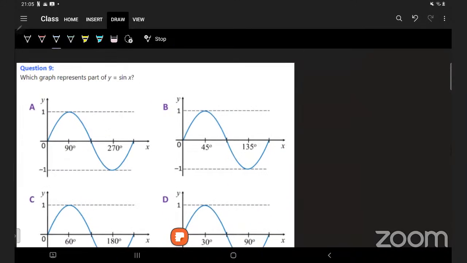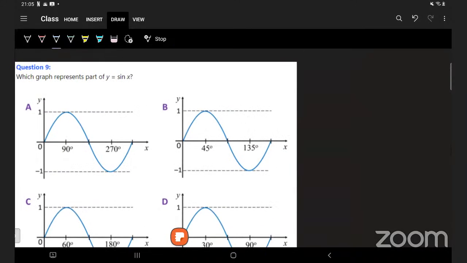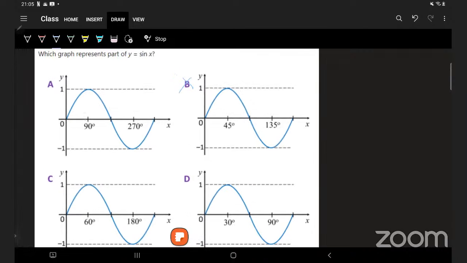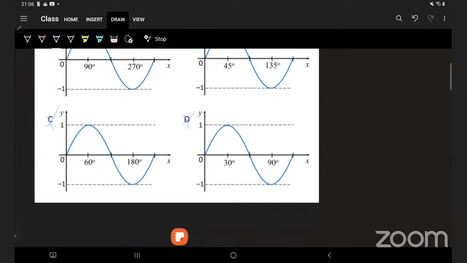So next question. Which graph represents part of y is equal to sine x? Okay, so all these graphs look the same, but the only thing that differs is the values. So this one, I'm sorry, but you just have to rely on rote memorization. We know that 45 cannot be correct, because if you put sine 45, you get 0.7 and not 1. And sine 30 is the same thing. So the only value that gives 1 is 90 in these options. So we can cross off all of these and just put A.